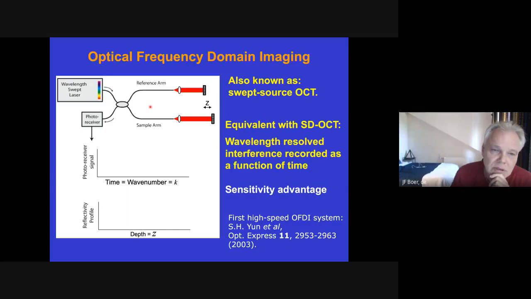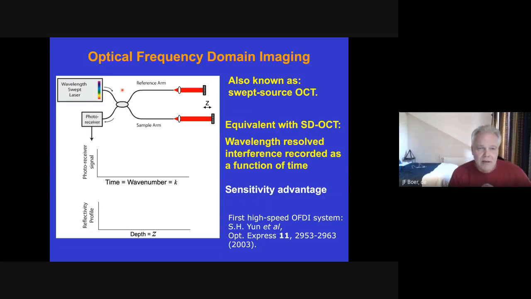And the principle is as follows. Here, we use a laser that tunes its wavelength very fast. It tunes its wavelength, let's say, from 1250 to 1350 nanometers, so over a bandwidth of 100 nanometers. And it does that at a speed of, let's say, 10,000 to 100,000 or even a million times per second.